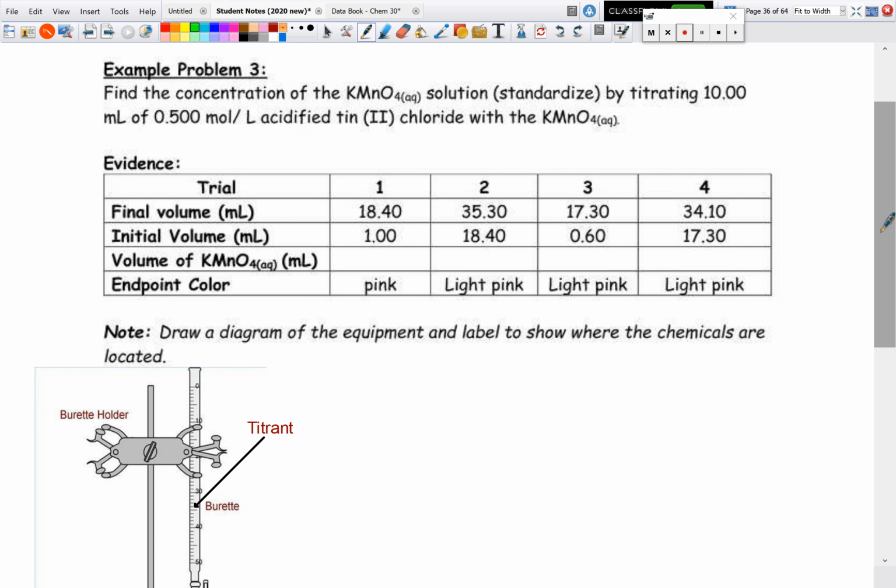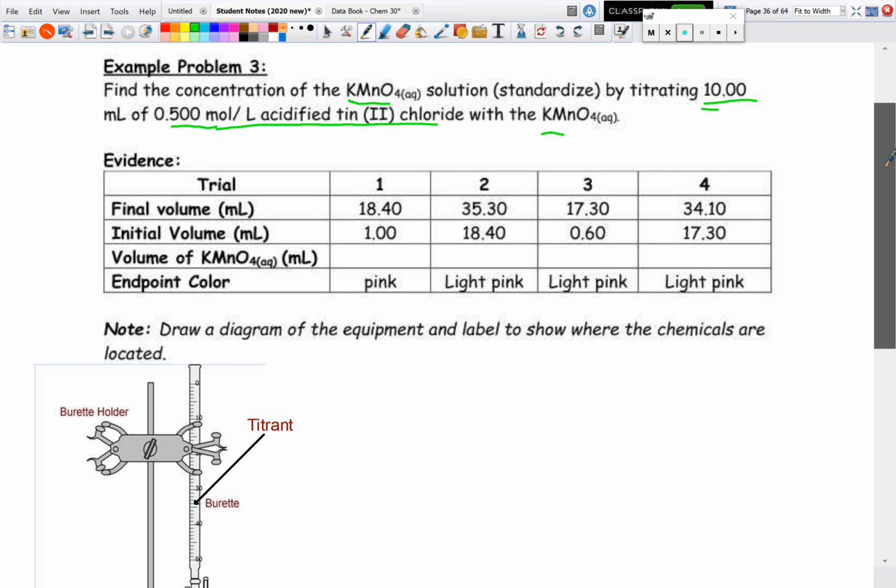So this one right here says find the concentration of KMnO4 in a standardized solution by titrating 10 milliliters of 0.500 moles per liter of acidified tin 2 chloride with the permanganate. So this is 10 milliliters and 0.500 acidified tin, the same.